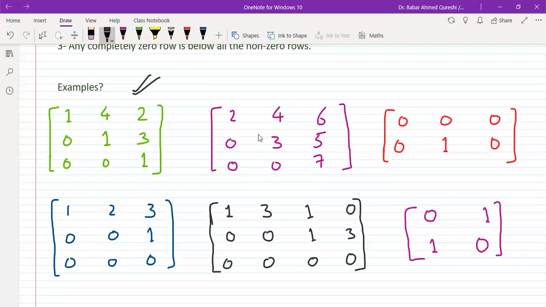What about this guy? Well, the other two properties are fine. This second row has more zeros than the first, and the third has more leading zeros than the second, but the first elements after zeros are not 1. So this is not row echelon. And what about this one? It is not row echelon because you have a completely zero row and it's above a non-zero row.